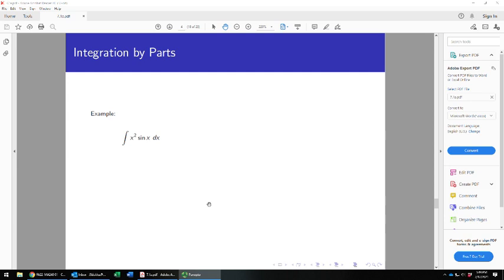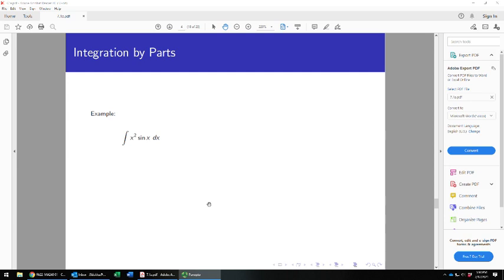Let's do one more example here. We have an integral of x squared sine x dx. Again, we've got a product of two functions here. It's not a u substitution, so good bet it's going to be integration by parts. So again, it's a matter of what to let u equal.